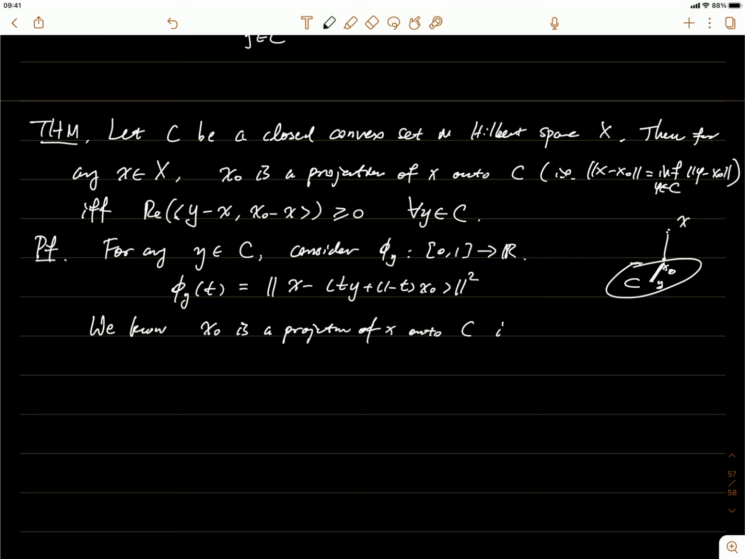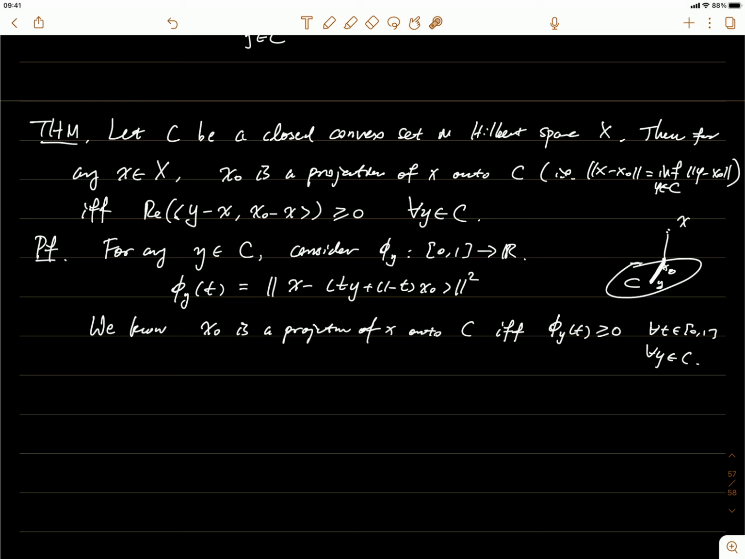So if and only if this phi y of t is greater than or equal to 0 for any t in [0, 1] and any y in C. The reason is, as you can see from the picture, this means that on the line segment between x naught and y, the distance between this point and x is greater than or equal to the distance between x and x naught, and this y is arbitrary, so you can put y at any other place.